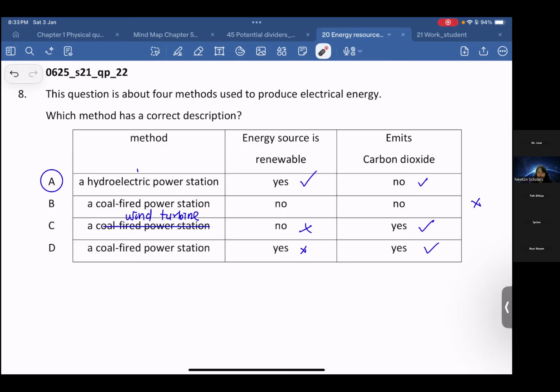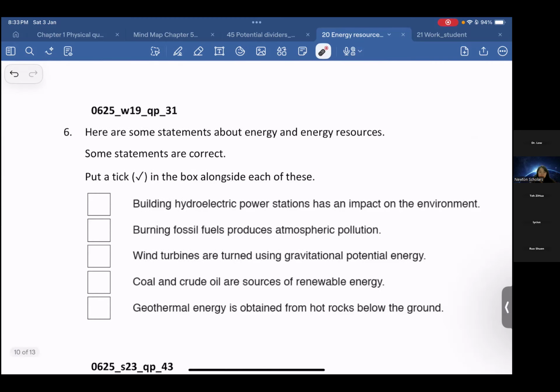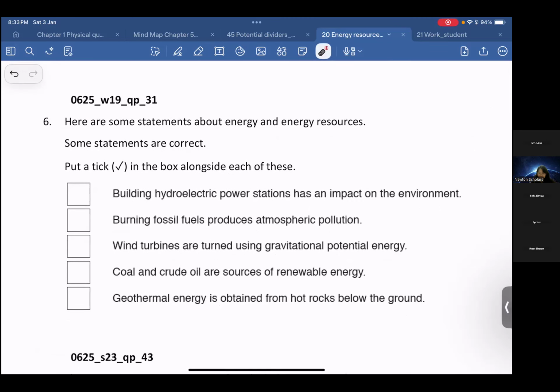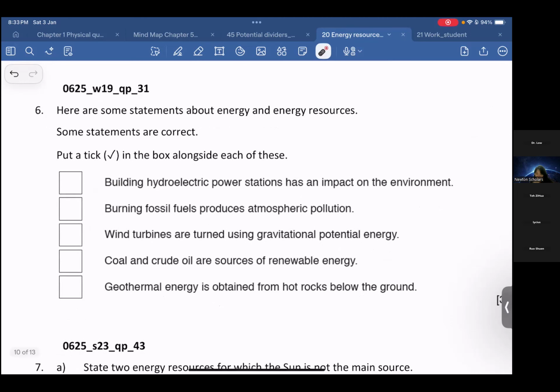Okay, we go to page number 10. Question number 6. Is it okay? Angeline, okay. Others not okay. Okay, dear, come here. Here are some statements about energy and energy resources. Some statements are correct. Okay, 10 seconds, read it and choose.